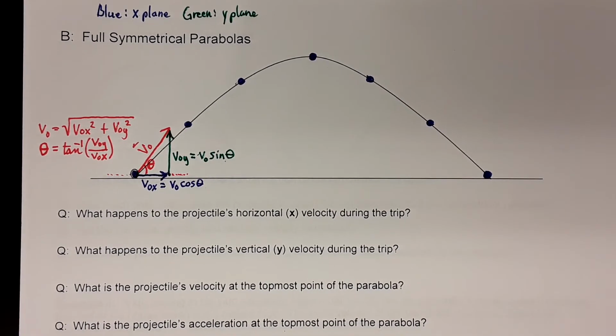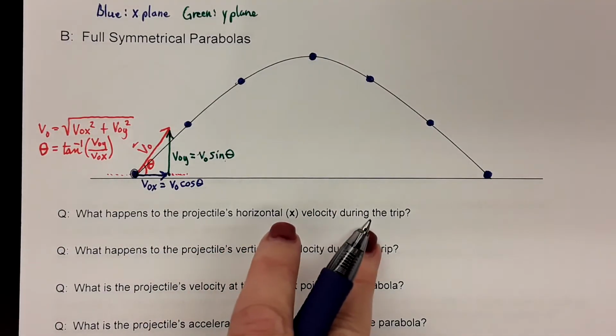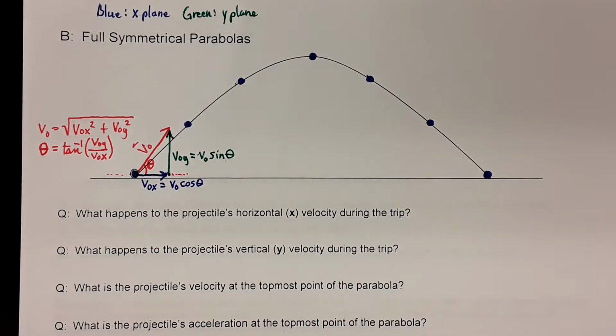Let's go ahead and talk about the two independent motions of the projectile, the horizontal and the vertical. And just like last time, we will talk about the horizontal first. What happens to the projectile's horizontal velocity during the trip? Well, as you know, once it leaves the foot, there's no force acting on the projectile except gravity. Since gravity is vertical, it is independent of the horizontal velocity and cannot affect it. So, since there's nothing to affect the horizontal motion, it stays constant.